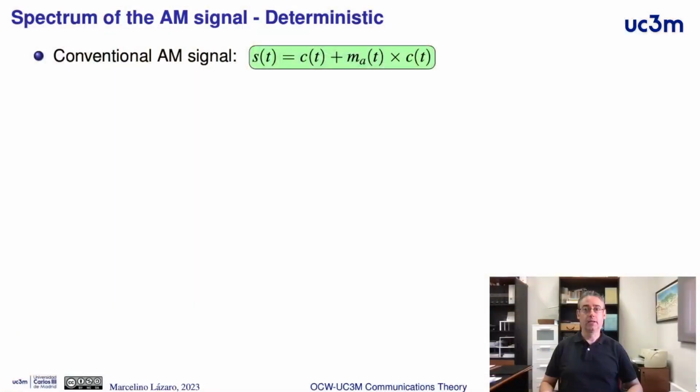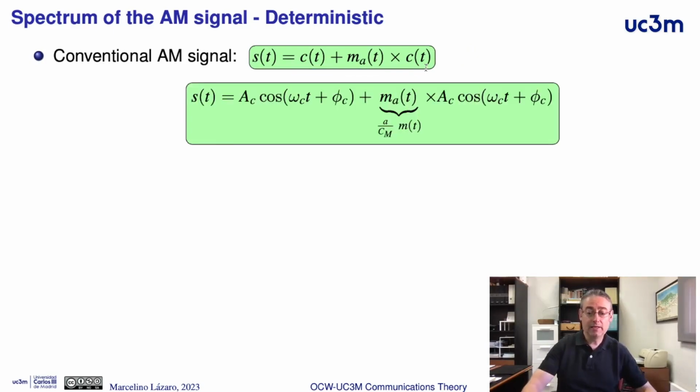In this video, we analyze the spectrum of a conventional amplitude modulation when the modulating signal, the information that we want to transmit, is a deterministic signal. The analytical expression in the time domain of a conventional amplitude modulation is the addition of the carrier and the product between the modulating signal with modulation index A, MA of t, and the carrier.